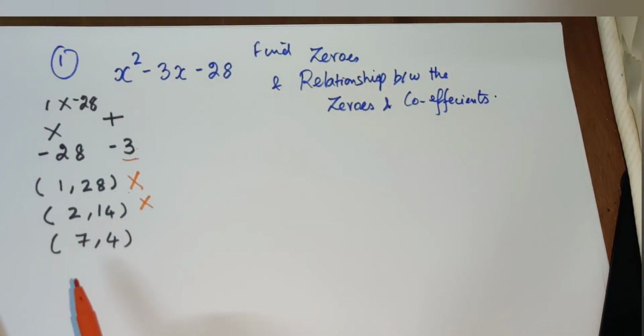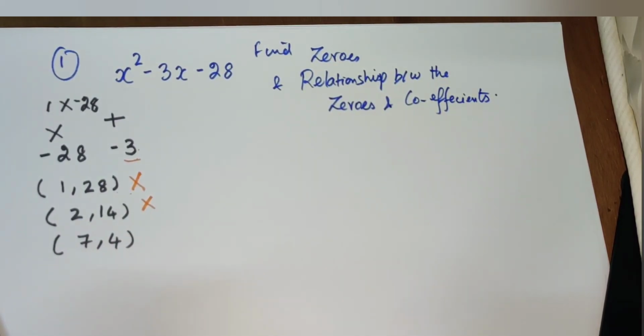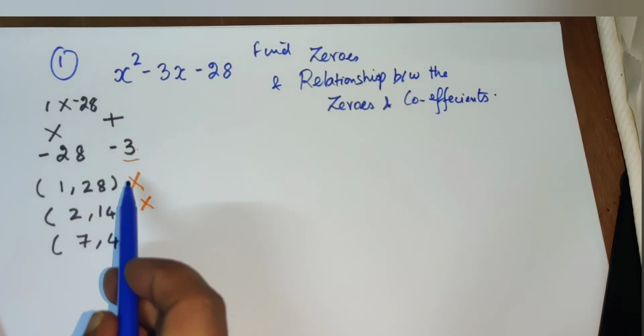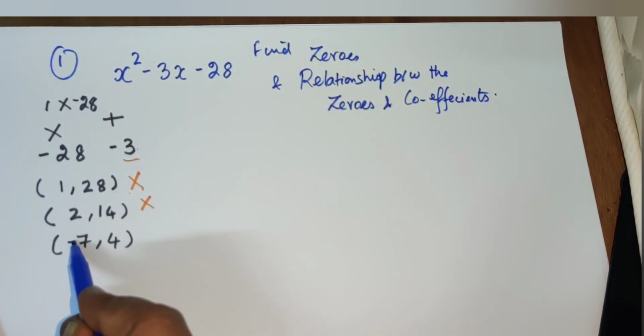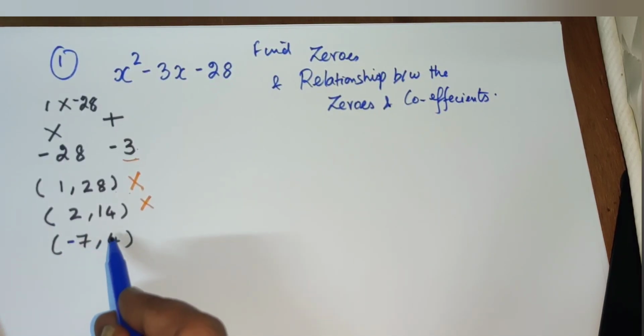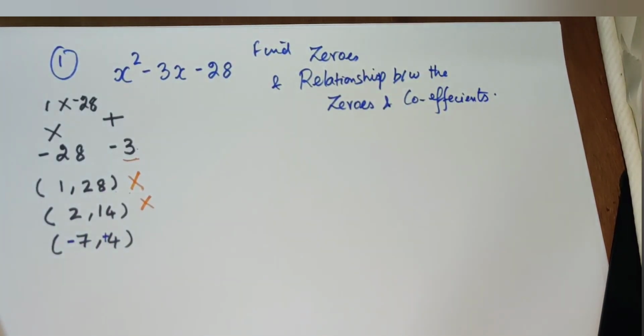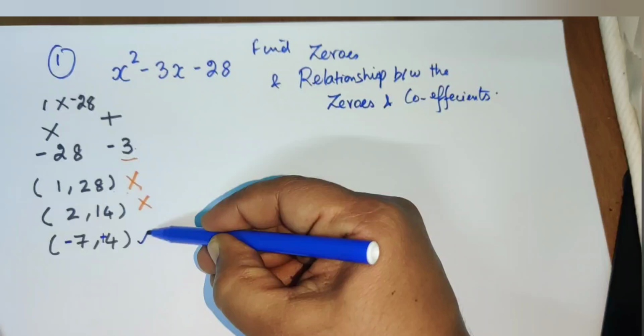Now finally you can see 7 and 4. When we subtract 7 and 4, you will get 3. But we need negative 3. Okay. So this is a correct pair because 7 fours are 28. When we subtract, we are getting 3. But only the placing of the signs is important here. So since when we add, we should get negative 3, we should have the greater number with the negative sign and the smaller number with the positive sign. So we found this is a correct pair now.